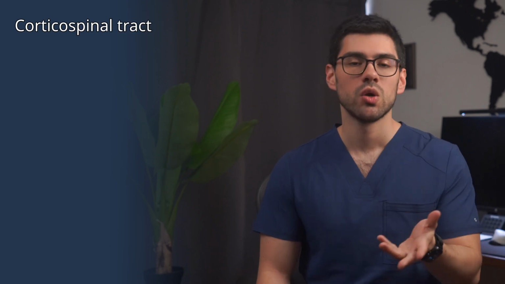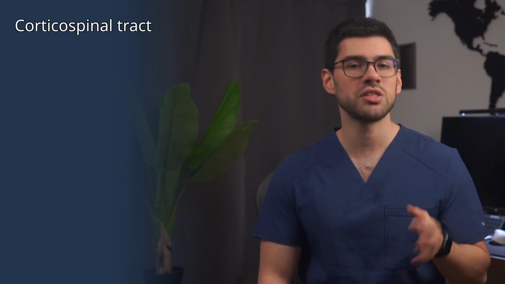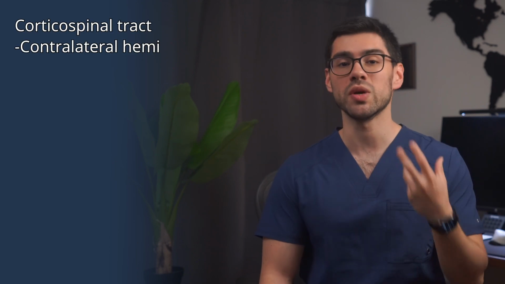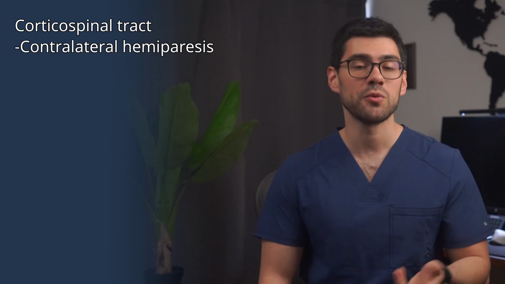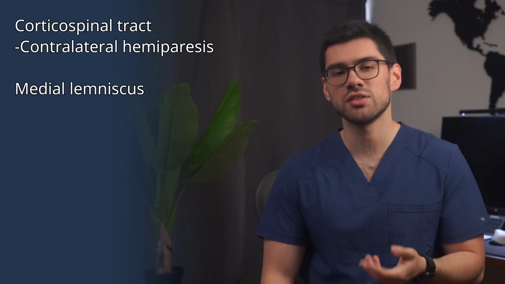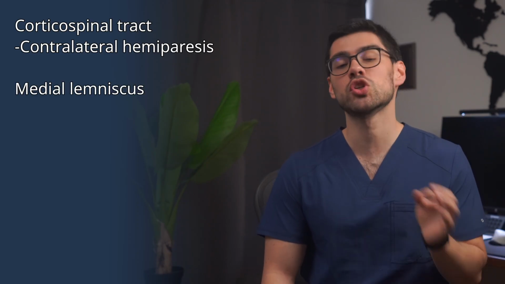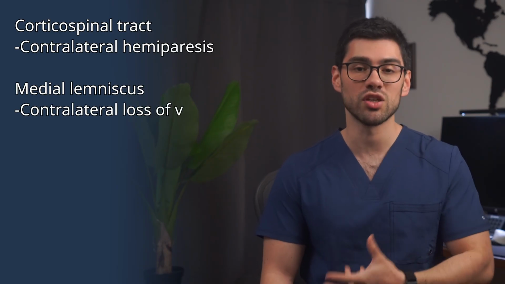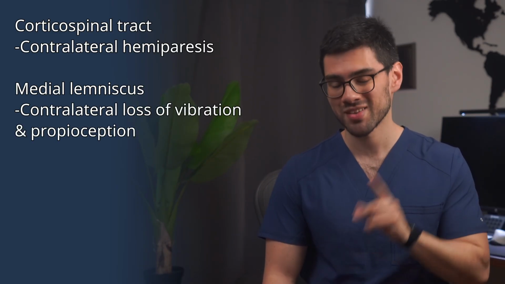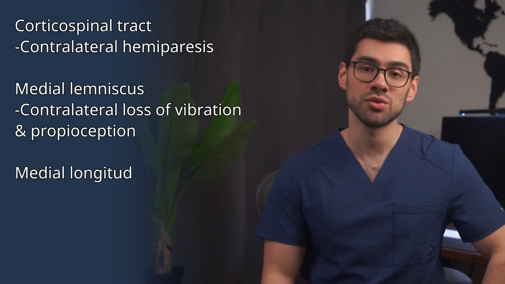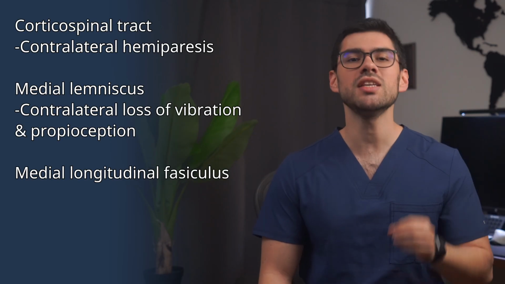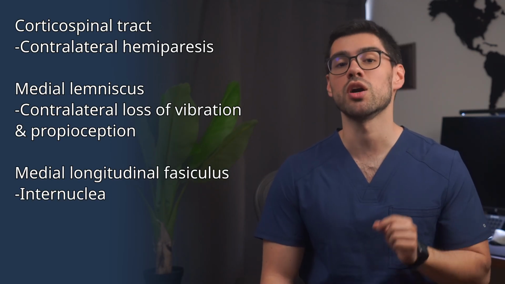Let's go through them. First, we have the motor pathway, specifically what we call the corticospinal tract. What you need to know about this is that when damaged, the patient will have contralateral weakness in the arm and leg. Then we have the medial lemniscus. Regarding this, you should remember that when affected, it causes contralateral, again, loss of vibration and proprioception. Next is the medial longitudinal fasciculus. When damaged, it causes ipsilateral internuclear ophthalmoplegia.